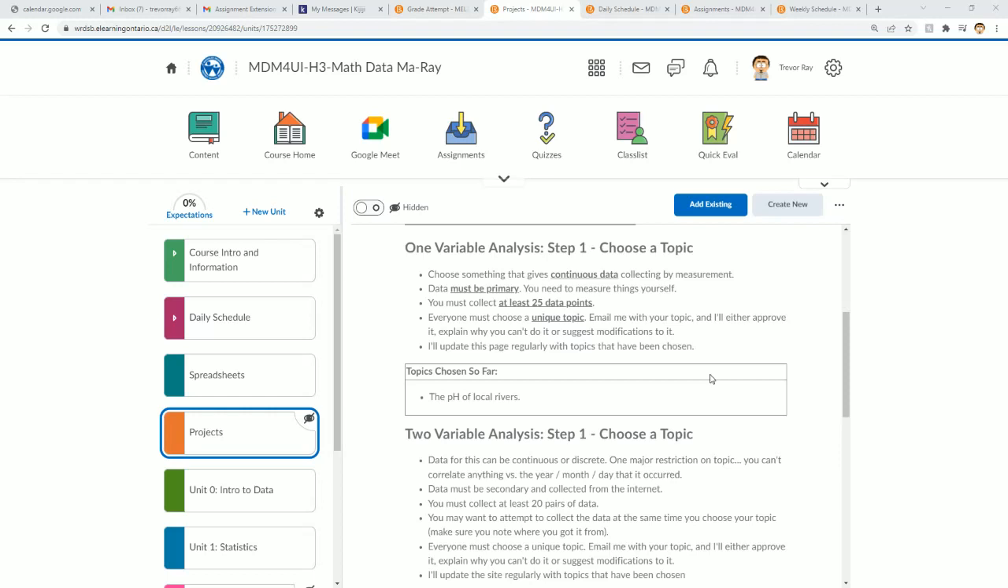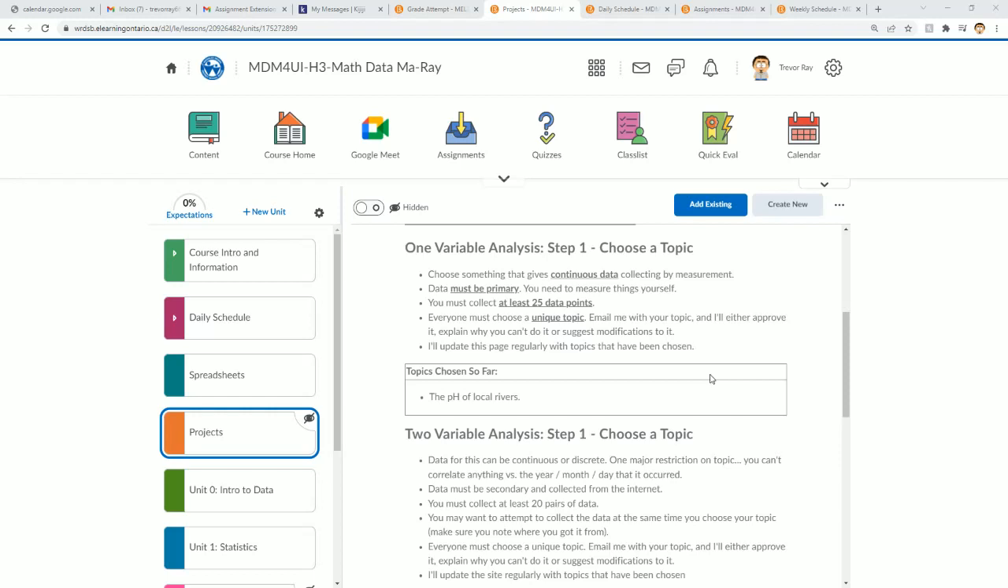One example that I put up here, and I typed it in as a topic chosen so far because I don't want anyone to just steal the topic and do it themselves, is also one I don't think most students would come up with. I did have a student one of the first times I ran this course who was super gung-ho about this, and she wanted to do an analysis on the pH levels of different local rivers and streams.